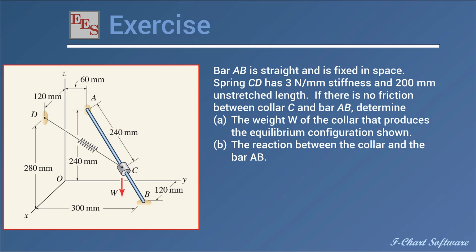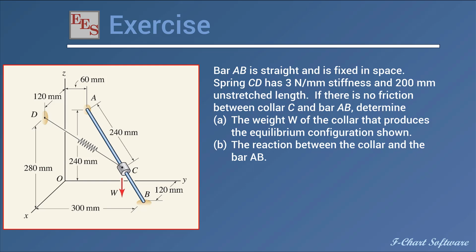And then what we'll do is sum forces in the direction of the bar, because in the direction of the bar we know there can be no reaction force since the collar is frictionless riding on that bar. So that means that in that direction, the force exerted by the weight plus the force exerted by the spring in the direction of the bar has to be equal to 0. And that should tell us what the weight is.